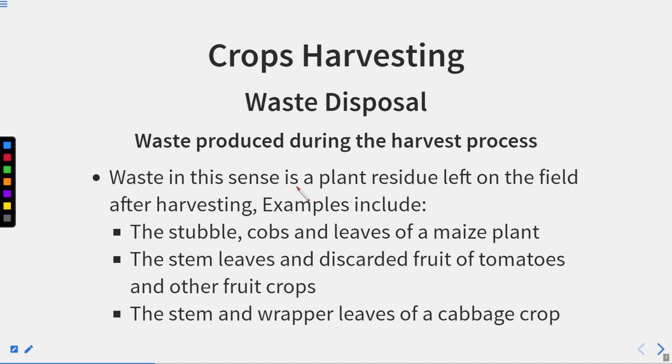Waste in this sense is plant residue left on the field after harvesting. What are those? Waste here means plant residue. Sometimes twigs are broken, sometimes branches are broken, sometimes leaves are there, sometimes fruits are also there, right? So that plant residue is left on the field after harvesting.